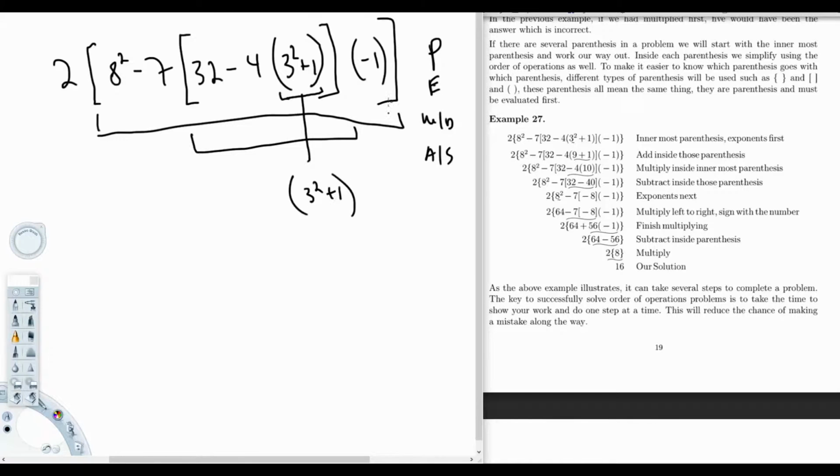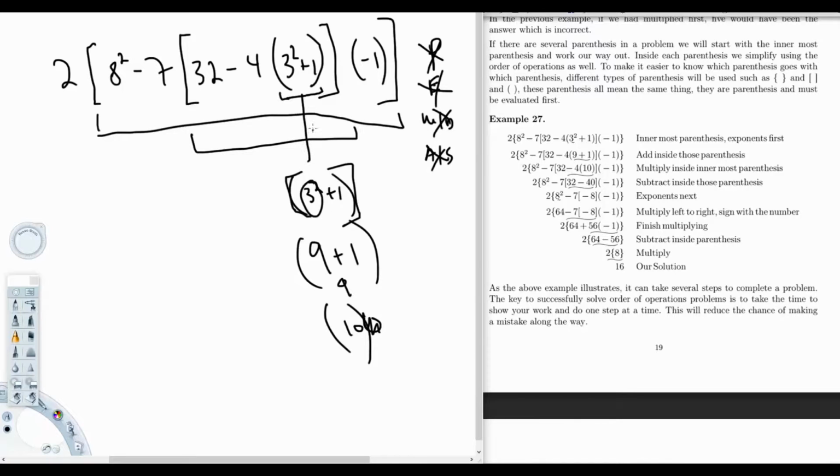3 to the second power, so are there any parentheses inside this equation? The answer is no. Is there exponents? Yes. This guy right here, that's a 9 plus 1. Is there multiplication and division? Nope. Is there addition and subtraction? Yes. So here we have 10. Right? So now we can rewrite this problem. 2, 8 squared minus 7, 32 minus 4, 10 minus 1.